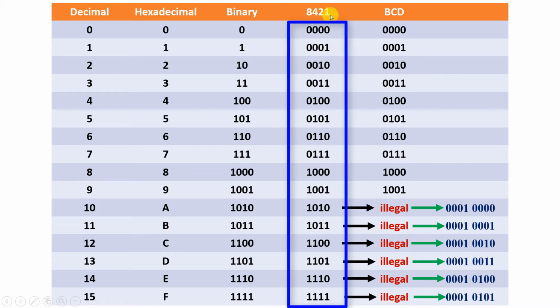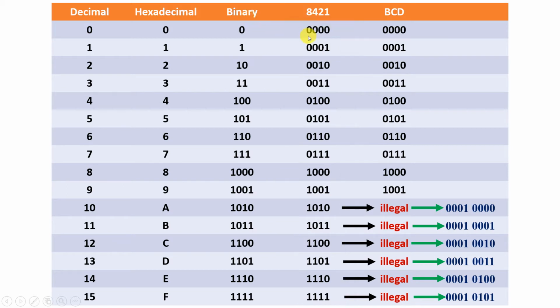Then we have the 8421 code. It is the same as binary number, but in a code every number is represented by a fixed number of digits. So 0 is not just represented by 0, but it is represented by 0000. Similarly, it goes up to 1111. So the binary numbers 8421 code represents numbers from 0 to 15 as shown over here.